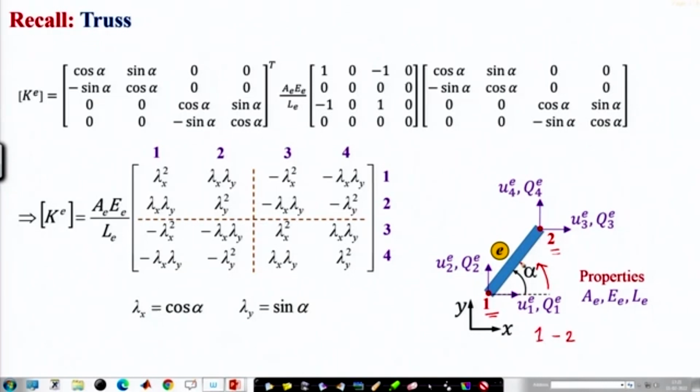If we define the connectivity like this, node number 2, node number 1, then this will be our starting node and this will be our end node. Then alpha needs to be defined accordingly, and U1, U2, U3, U4 also will change. So this is very important.